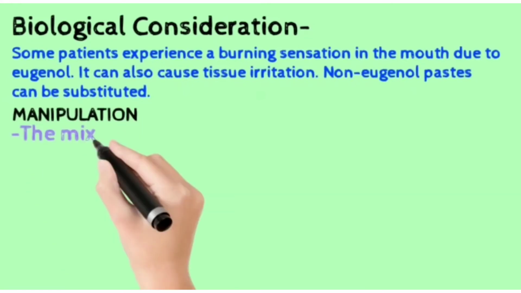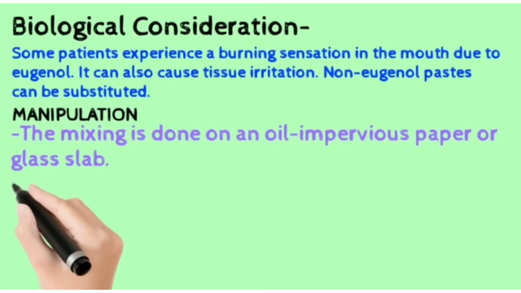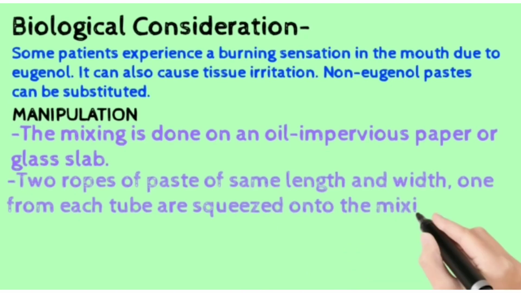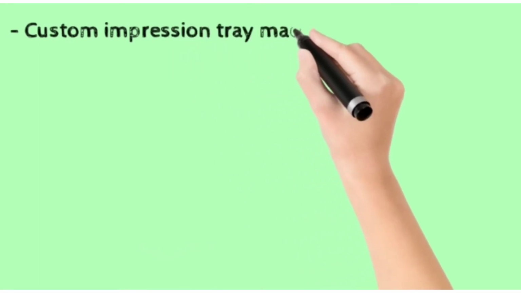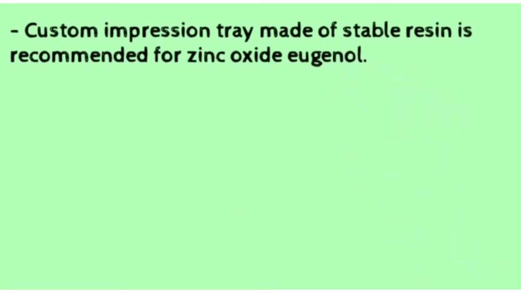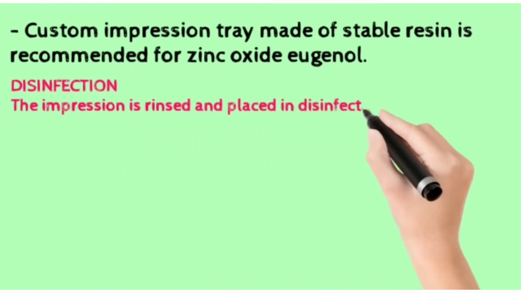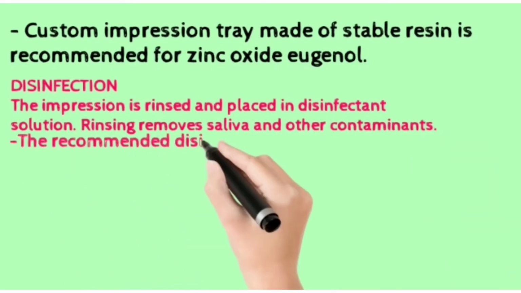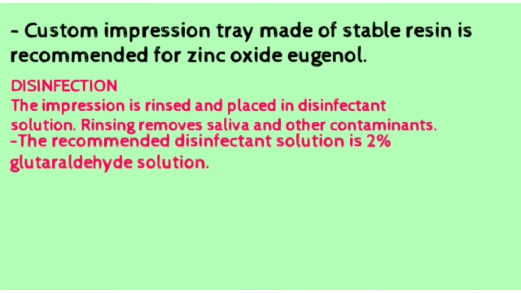Then we have manipulation. First, mixing is done on an oil impervious paper or glass slab. Then 2 ropes of paste of the same length and width, one from each tube, are squeezed onto the mixing slab. Then 1 minute is the mixing time. Then a custom impression tray made of stable resin is recommended for zinc oxide eugenol, and the material is going to adhere to the tray. So no special adhesives are required. For disinfection, it is recommended that 2% glutaraldehyde solution is used.